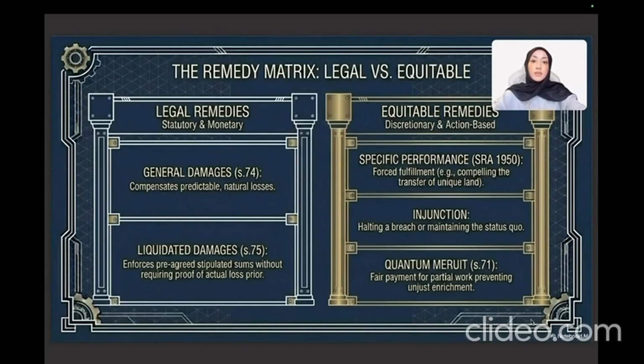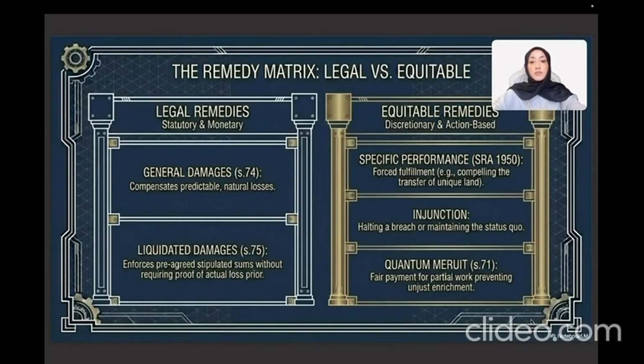However, sometimes money is not enough to fix the problem, so this is where equitable remedies, which are discretionary and action based, step in. One major tool is specific performance under the Specific Relief Act 1950. This is a court order forcing the parties to actually fulfill their promise, such as compelling the transfer of a unique piece of land. Then we also have injunctions, which are used to halt a breach or maintain the status quo.